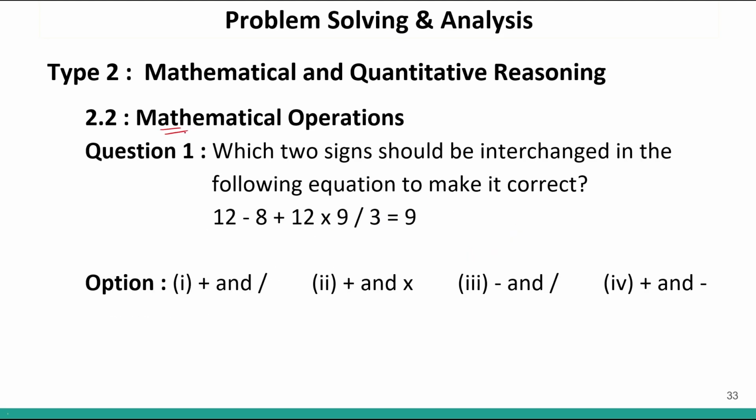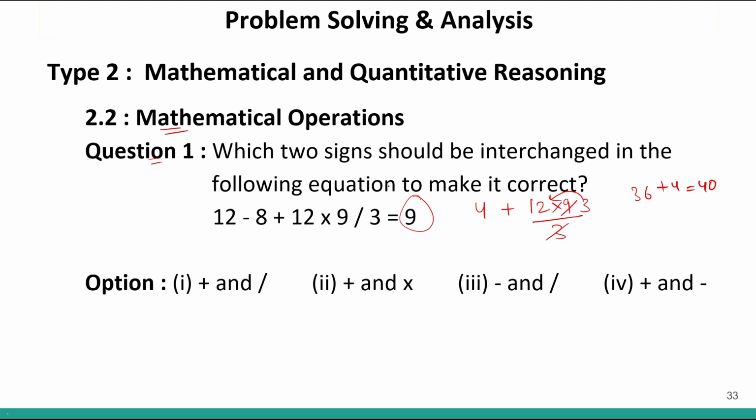Then we have mathematical operations. So in mathematical operations, question number 1, which 2 signs should be interchanged in the following equations to make it correct? So whenever you get a question like this, an equation is given to us, this is incorrect. So if I solve this equation, I'll get 12 minus 8, which is 4, plus 12 into 9 divided by 3. So this will be 3. This will be 36 plus 4, which is 40. But here I am getting 9. So this is a logically incorrect statement.